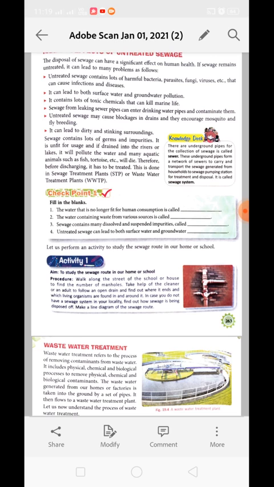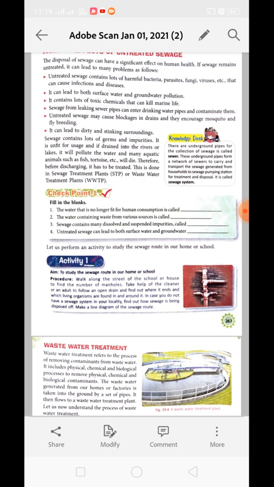Means when there is a leakage in a sewer pipe, it will leach or release into the soil, and from the soil it will leach into the underground water, and in turn it will pollute the underground water. Next, untreated sewage may cause blockage in drains and encourage mosquito and fly breeding.